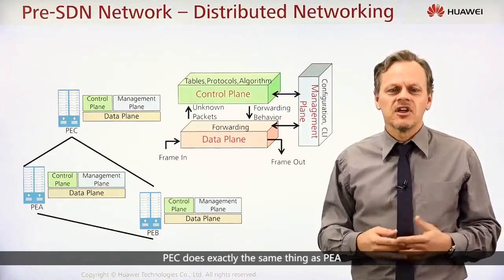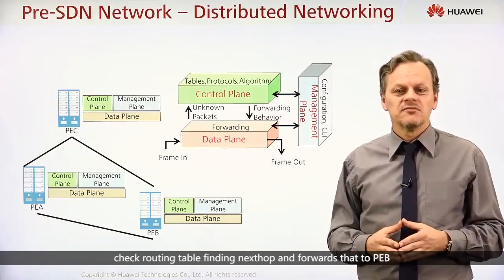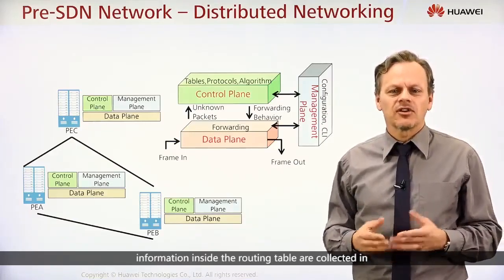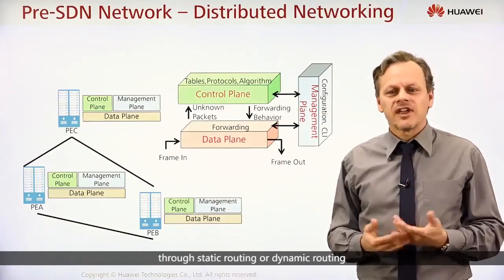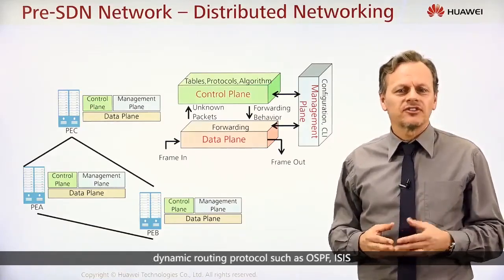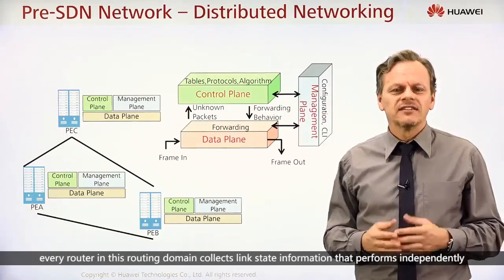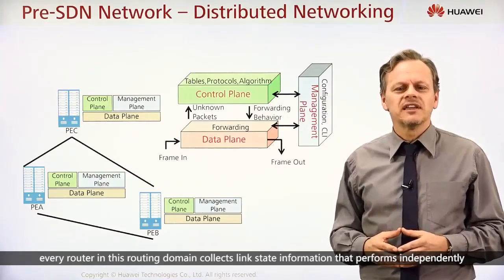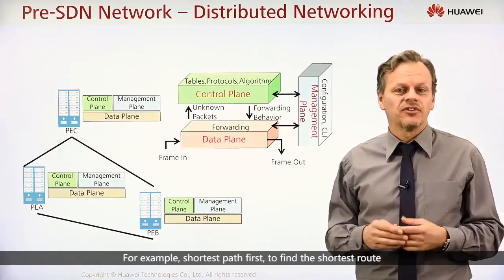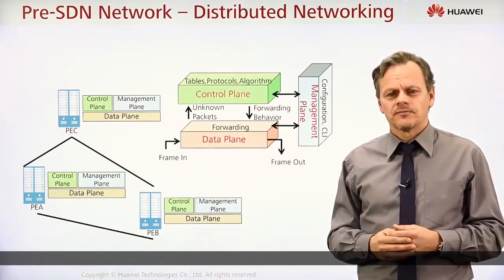PEC does exactly the same thing as PEA: check the routing table, find the next hop, and forward the traffic to PEB. This forwarding manner is called per hop forwarding. Information inside the routing table is collected and built through static routing or dynamic routing. In large-scale networks, routers normally run dynamic routing protocols such as OSPF or ISIS. Every router in this routing domain collects link state information and then performs calculation independently, using the same routing algorithm, for example shortest path first, to find the shortest route. This network is called a distributed network.